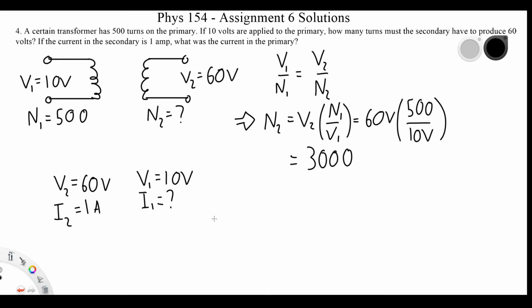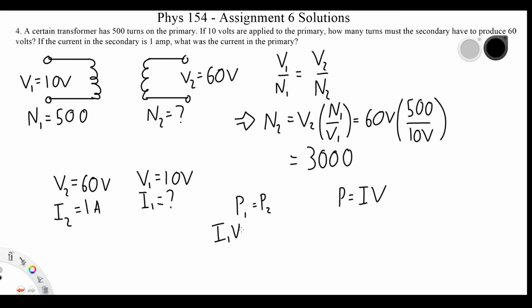Question mark. So in this case, what we want to remember is the quintessential principle that energy cannot be created or destroyed, conservation of energy, right? Which means the power that goes into the primary is the same power coming out of the secondary. So we can use the equation P1 is equal to P2, and then the equation P is equal to IV for both of these to solve for I1.